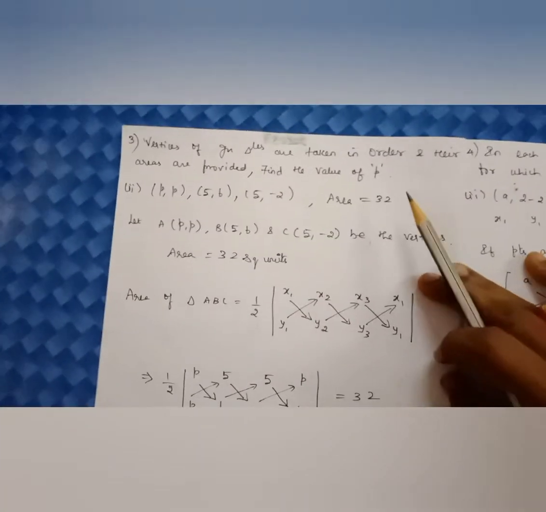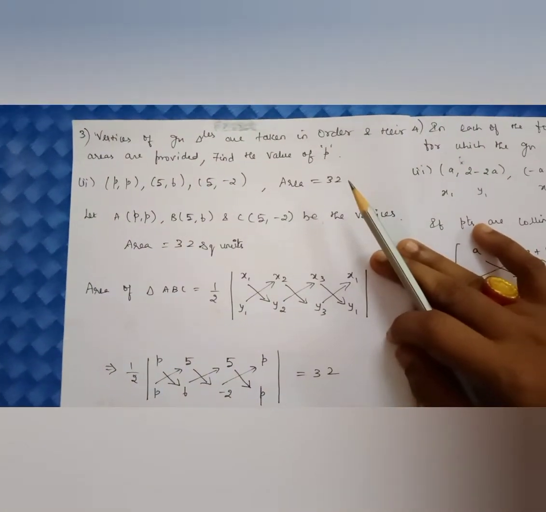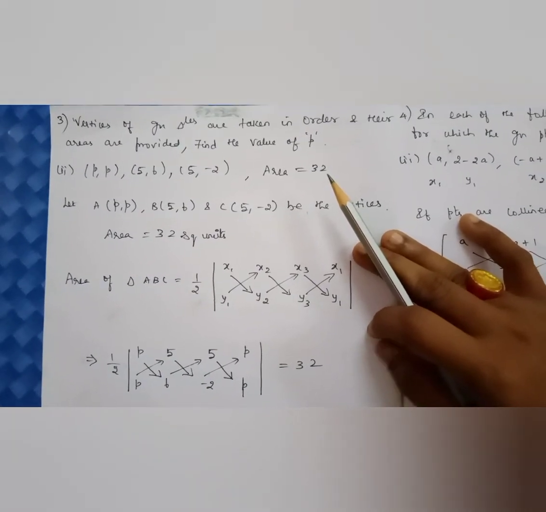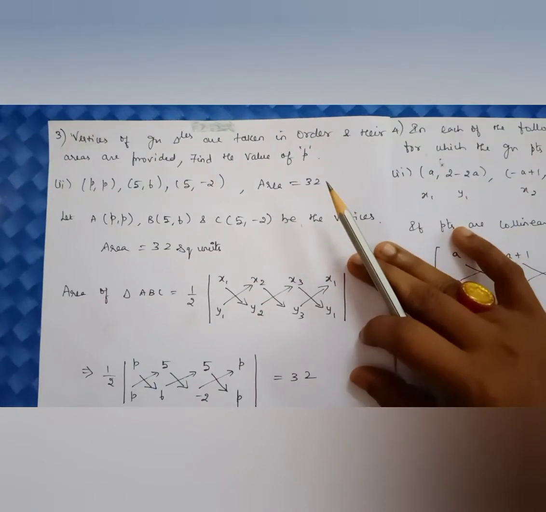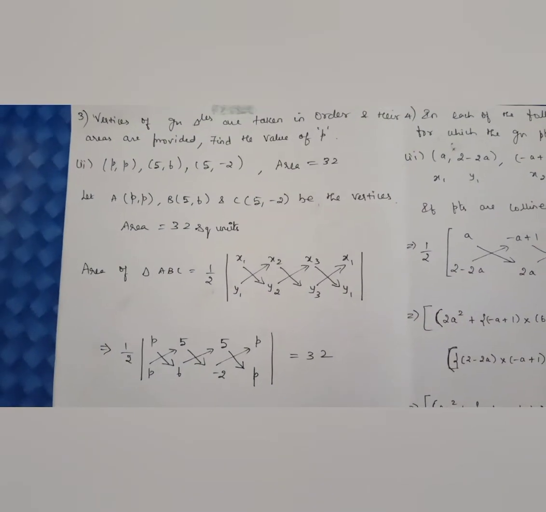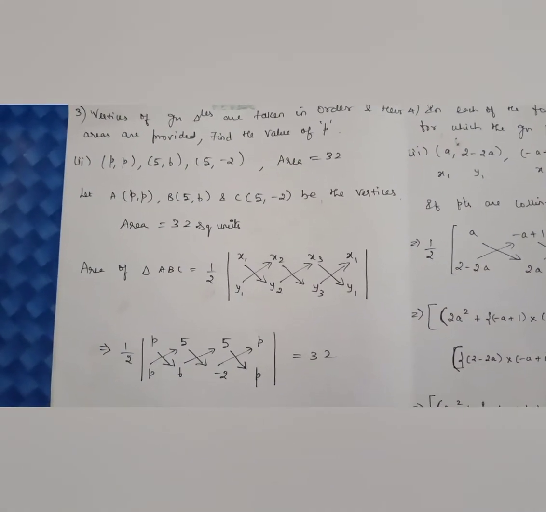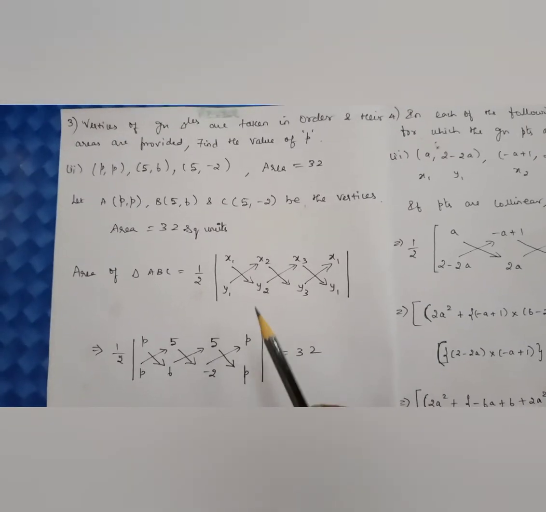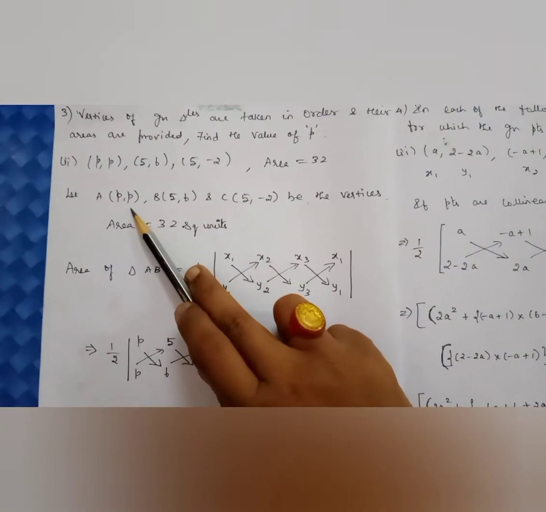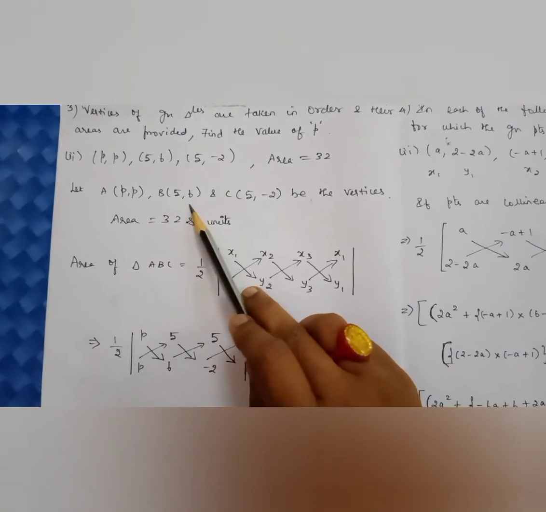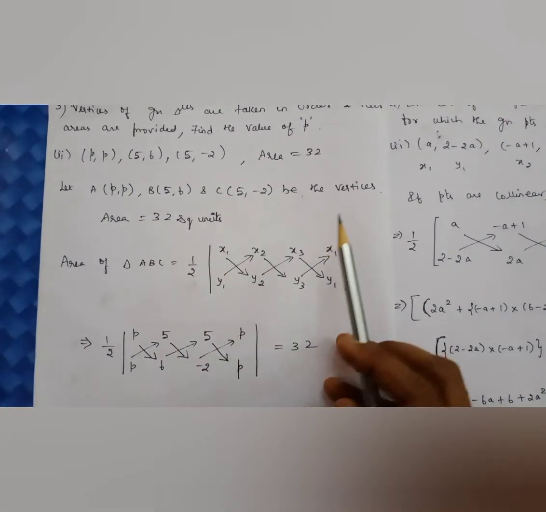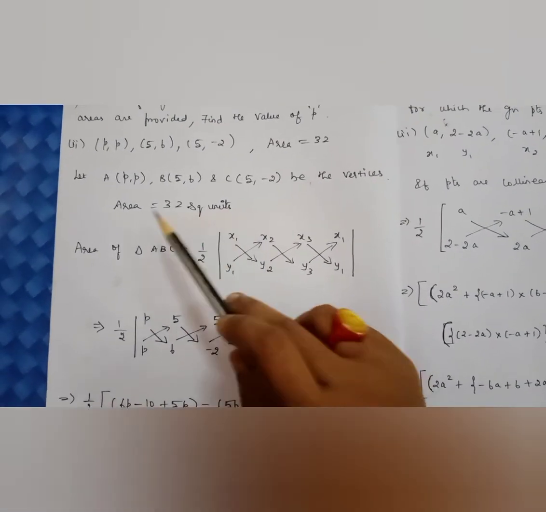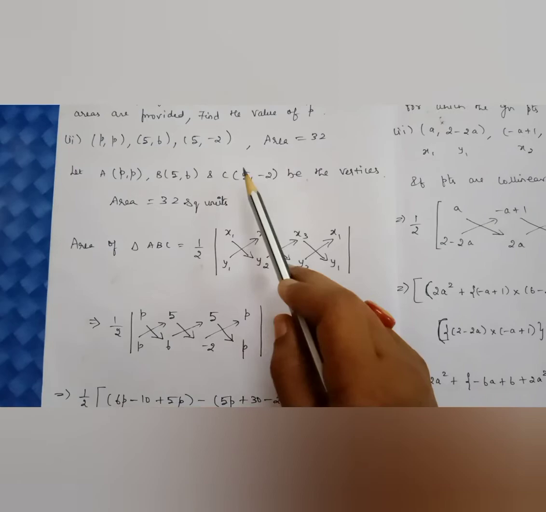Okay, now we will see the third sum. Vertices of the given triangles are taken in order and their areas are provided. Find the value of P. So this is a peculiar method where the area has already been given and you are asked to find the vertex. So first we start off with the points. We name them A (P, P), B (5, 6), and C (5, -2) as the vertices. The area was already given to be 32 square units. Now name them x1 y1, x2 y2, x3 y3.